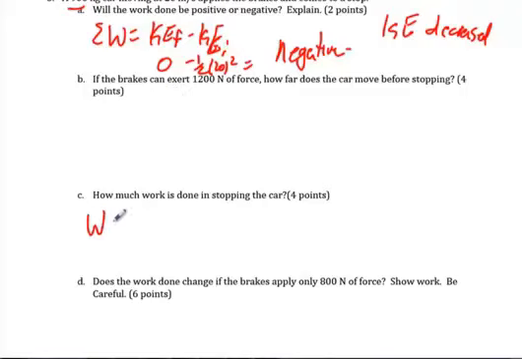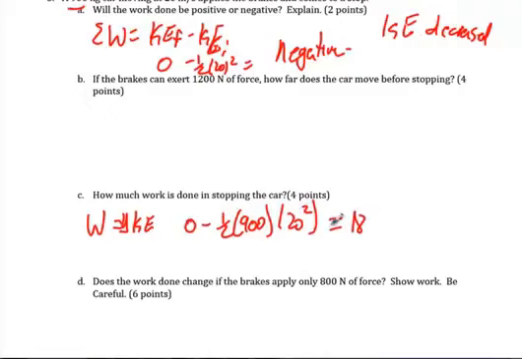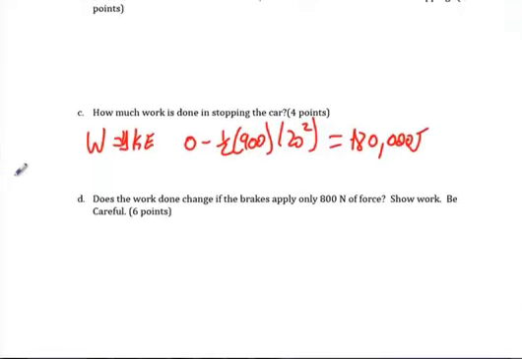Now I'm going to say, okay, well, work done is change in kinetic energy, delta KE. So final minus initial, 0 minus 1/2 mass, 900, times velocity, 20, squared. So 900 times 400 divided by 2, 180,000 joules. But it's negative because it's 0 minus that. Negative 180,000 joules.